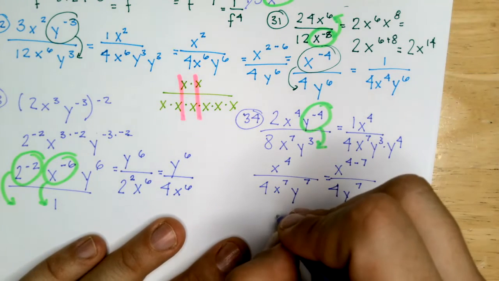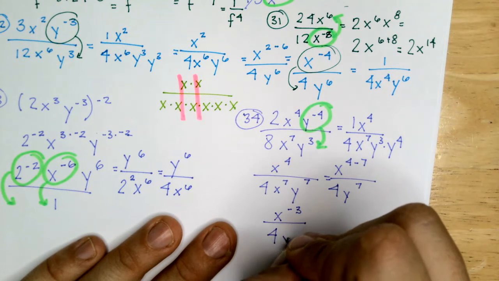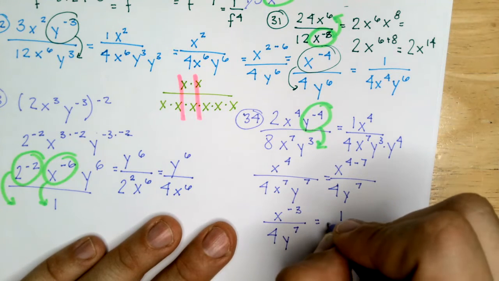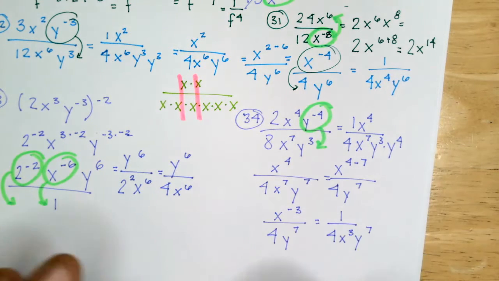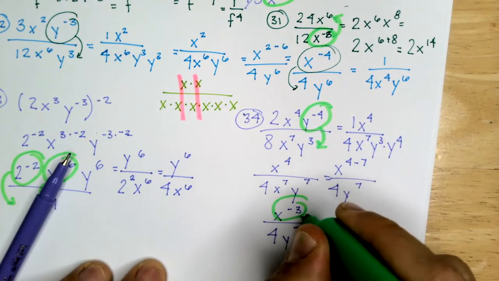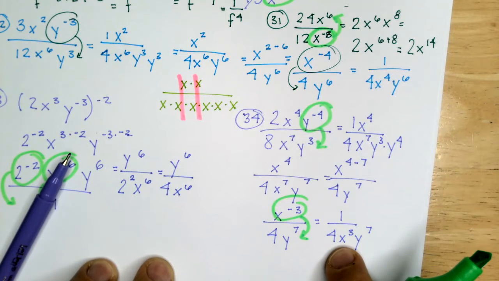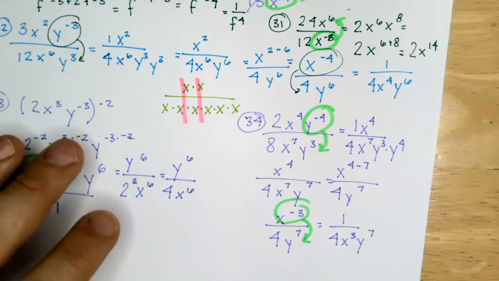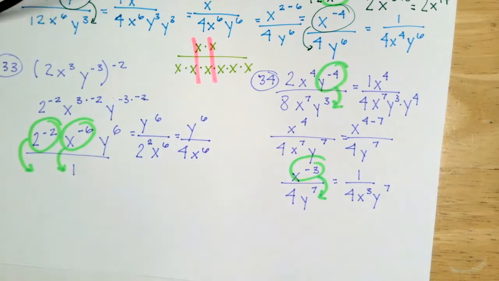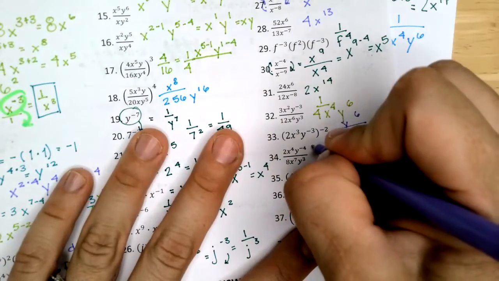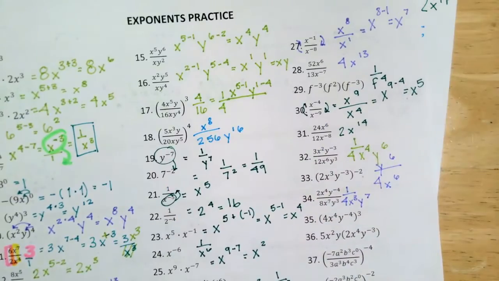Now I need to calculate x to the 4 minus 7. Very similar to what we've done before. So x to the 4 minus 7 is x to the negative 3 over 4 y to the 7th. So that is 1 over 4 x to the 3rd y to the 7th. I had to move that down because it was a negative. Or you can just look at it and say that's a 4, that's a 7, the difference is 3, and the bigger number's on the bottom, so I'm going to give it 3 on the bottom. So 34 is 1 over 4 x to the 3rd y to the 7th. Good.